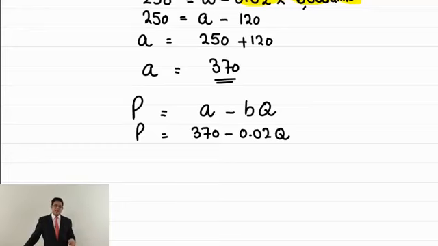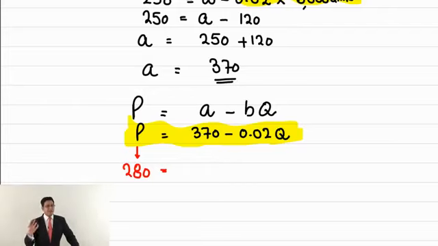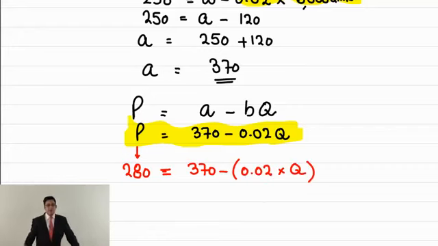Second part is the examiner is asking us to use this demand function which we have derived to calculate monthly profits based upon cost plus approach to pricing. Remember, in requirement A, cost plus approach, price was 280. What if the price set at the moment is 280? How many washing machines can we sell? We can calculate the quantity. So 280 equals 370 minus 0.02 times Q.